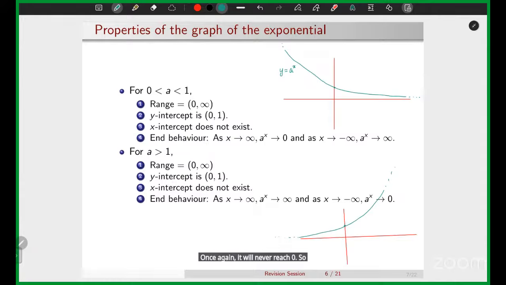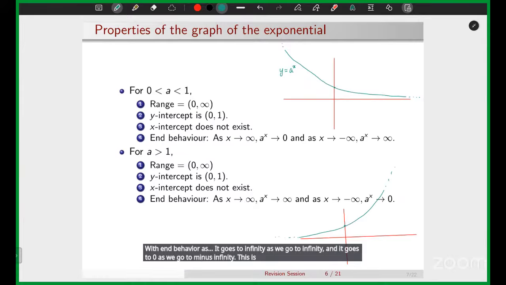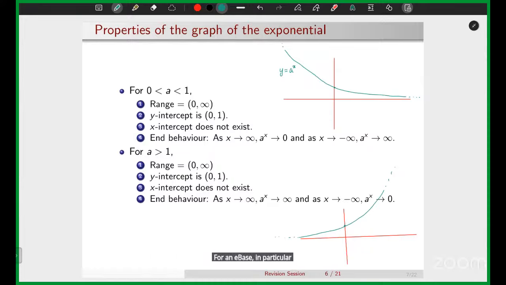So this is an increasing function with end behavior as it goes to infinity as we go to infinity, and it goes to 0 as we go to minus infinity. This is the graph of the exponential function for any base. In particular, if you want to look at e to the x, it will lie in this category because e is more than 2.5 and so on. So yeah, these are the graphs of the exponential functions.